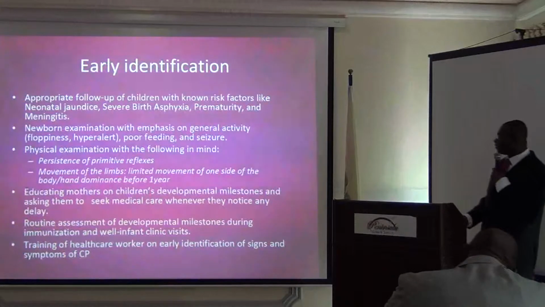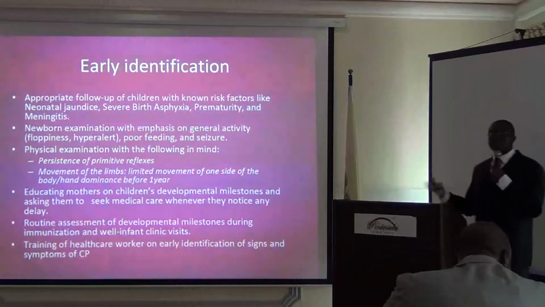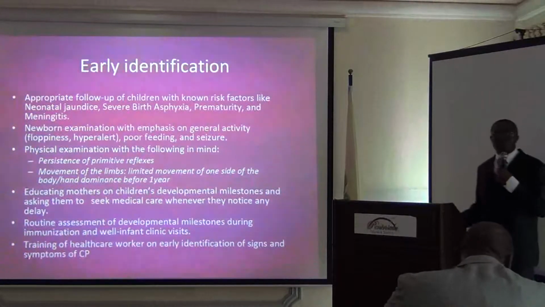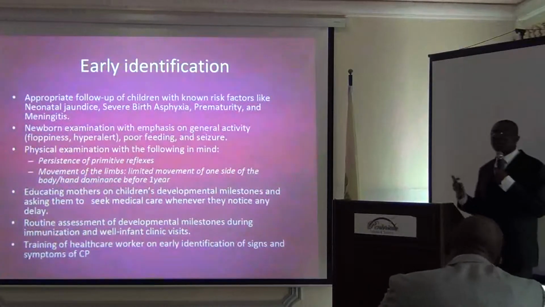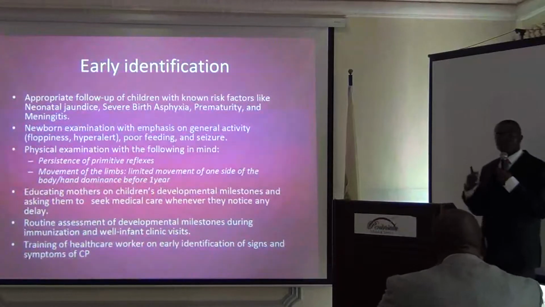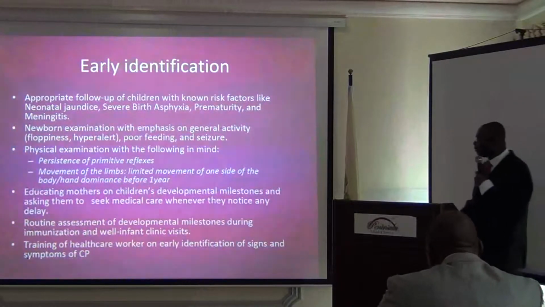Then the routine assessment of the mental milestones. So when a child comes for immunization, he needs to be looked at to see whether he's achieving the milestones that he's supposed to achieve. And if he's not achieving those milestones, then that child will also need proper evaluation.